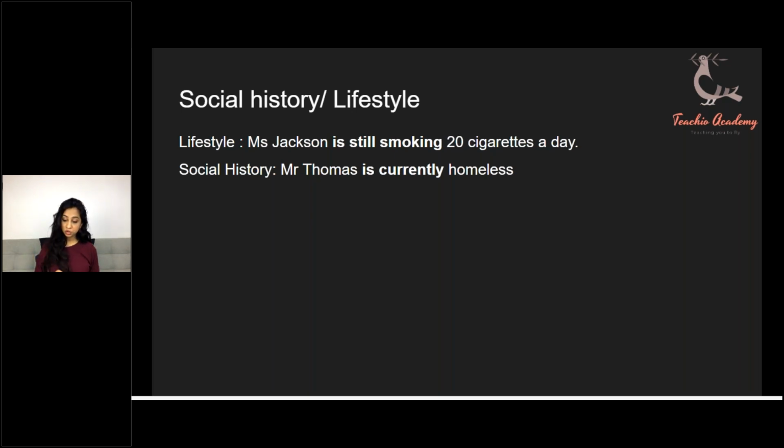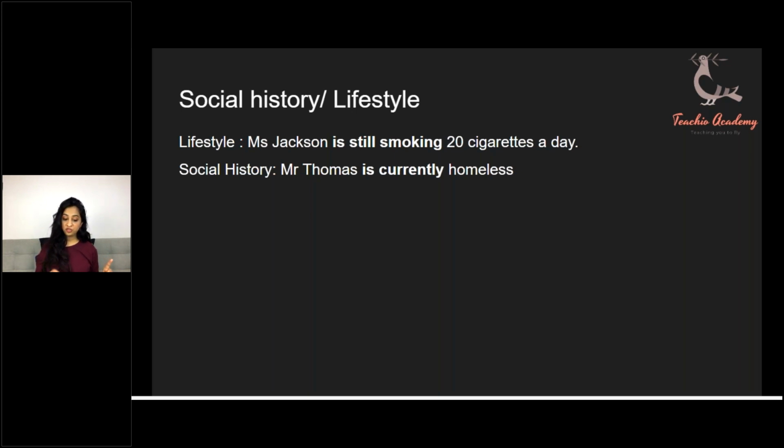So Mr. Jackson is still smoking. Mr. Thomas is currently homeless. So the smoking is still happening. So that's why it's the present tense. He is doing the thing still. Very important to pay attention to the sentence I'm using. It's going to make your life very, very easy.